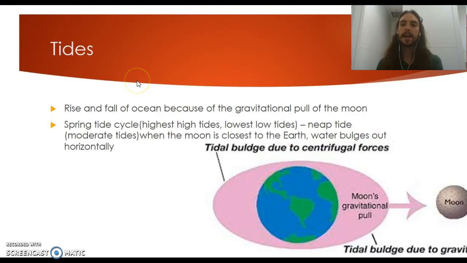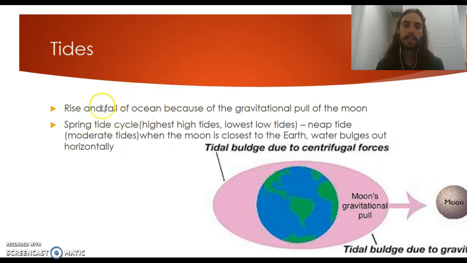So how do our tides happen? A lot of people talk about the moon and the tides, and this is how you guys are going to figure it all out. It's going to be good stuff to know. They happen because of the rise and fall of the ocean, and that's due to the gravitational pull of the moon and a little bit from the sun as well.